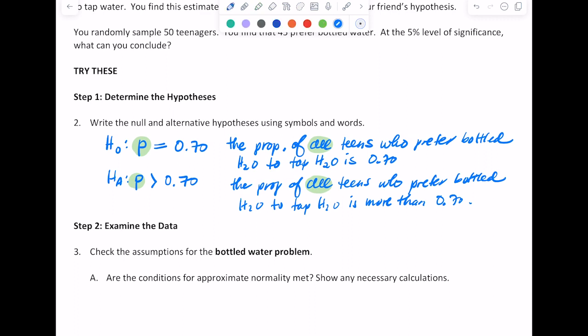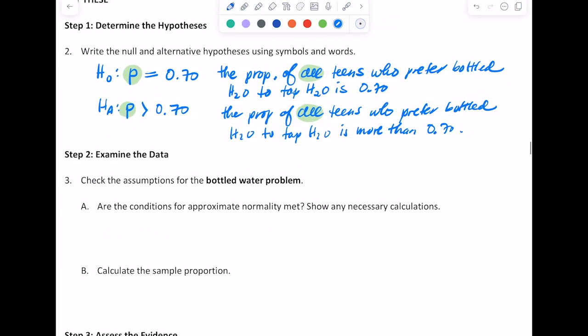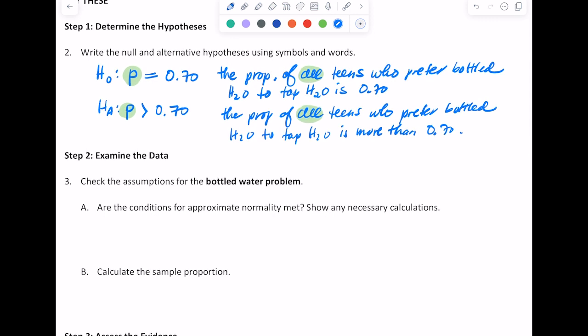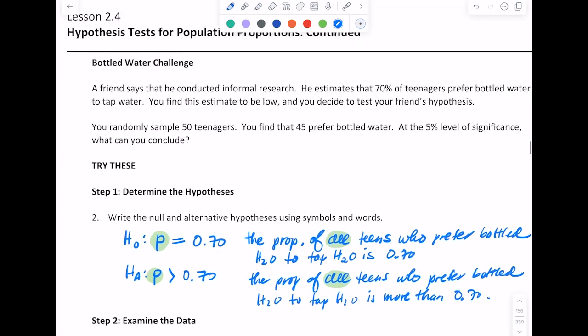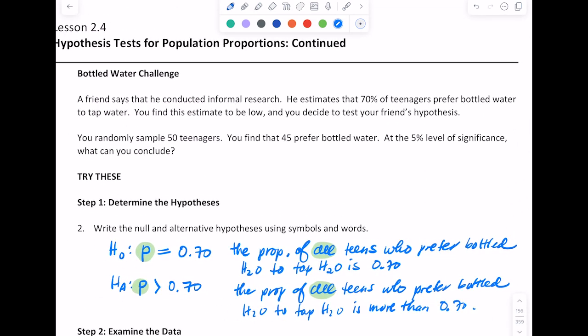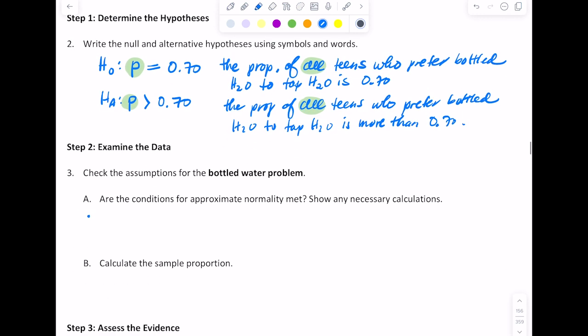So in order to conduct my hypothesis test, I need to check the assumptions and make sure that I can use the normal model. So are the conditions for approximate normality met? The first thing I need to do is check for randomness. Does it say anything about random in the problem? And it does. It says randomly sampled 50 teenagers. So we have a random sample of 50 teenagers.